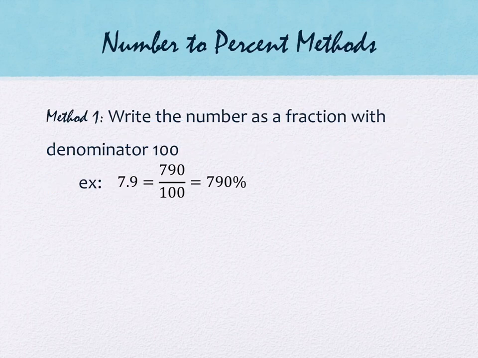Our first method is to write the number as a fraction with a denominator of 100. In other words, you can take the number 7.9 and put its equal value over 100. You can also think of this as 7.9 over 1. If you multiply the top by 100 and the bottom by 100, we've written it per 100, as in over 100, and that number on top is our percent. So it's 790%. I know that looks like a funny percent. That's okay, that's not the point. 790% is okay.